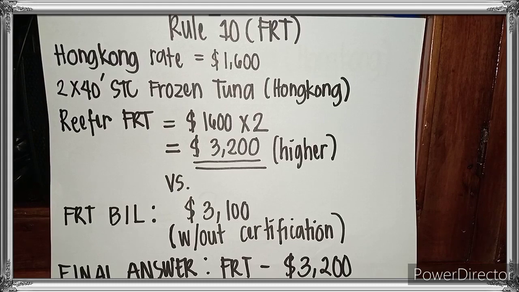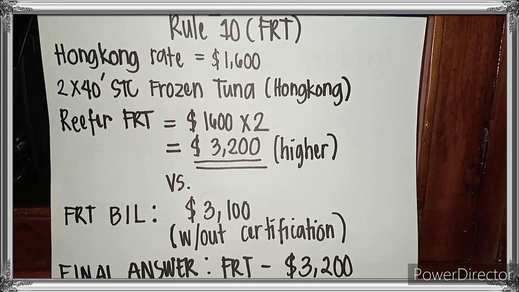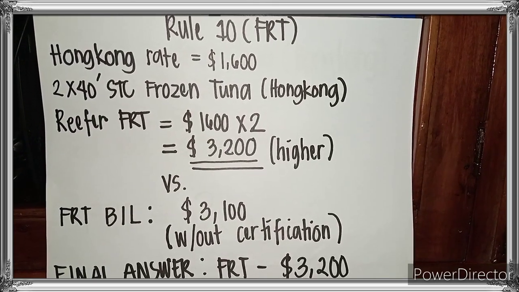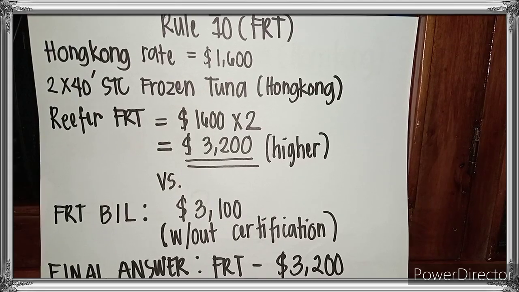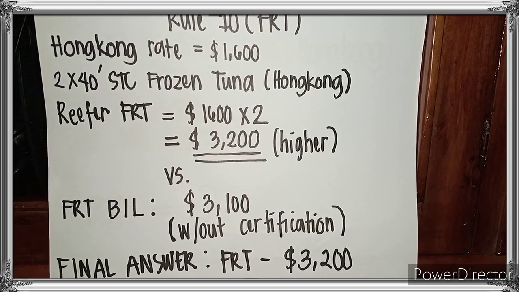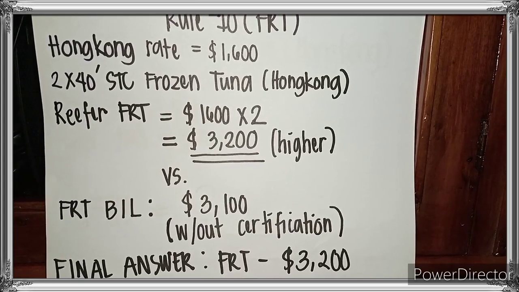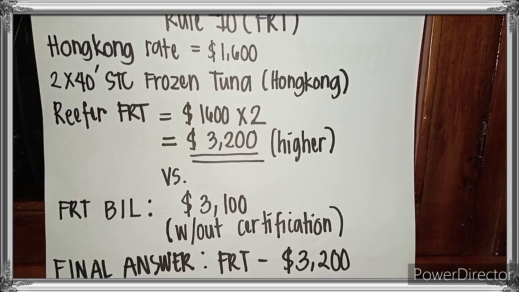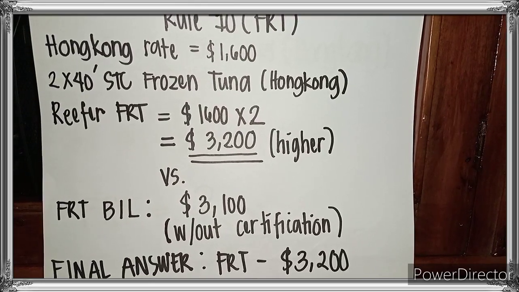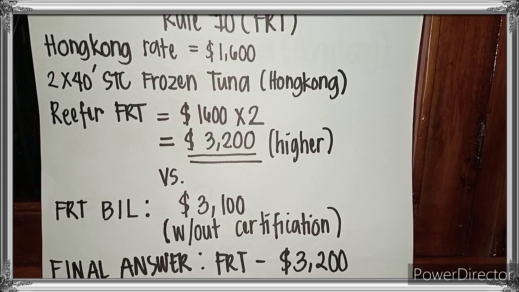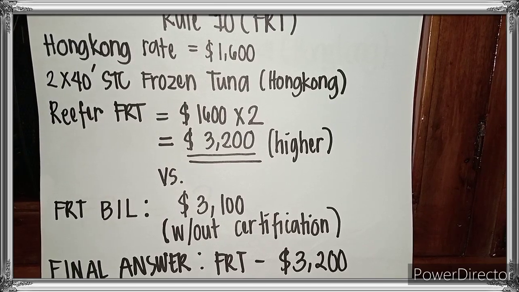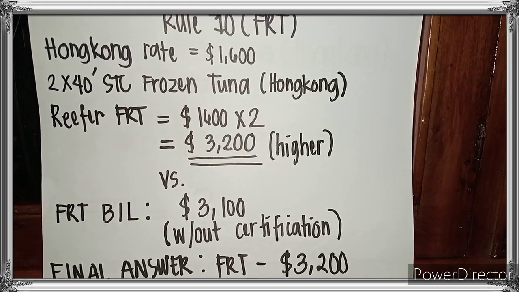If you have a question or there is confusion about why we multiplied $1,600 by 2, it is because of the 2 by 40. We multiply the 2 by the 1,600 because for every 1 by 40, the rate is 1,600. And because the given is 2 by 40, we multiply 1,600 by 2 and come up with $3,200.